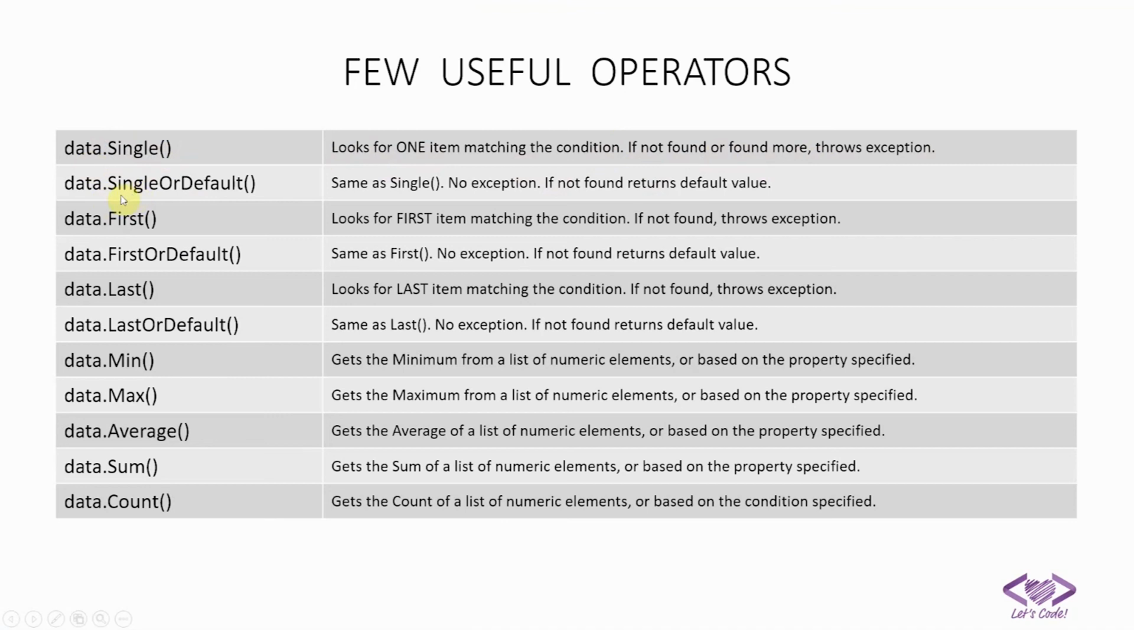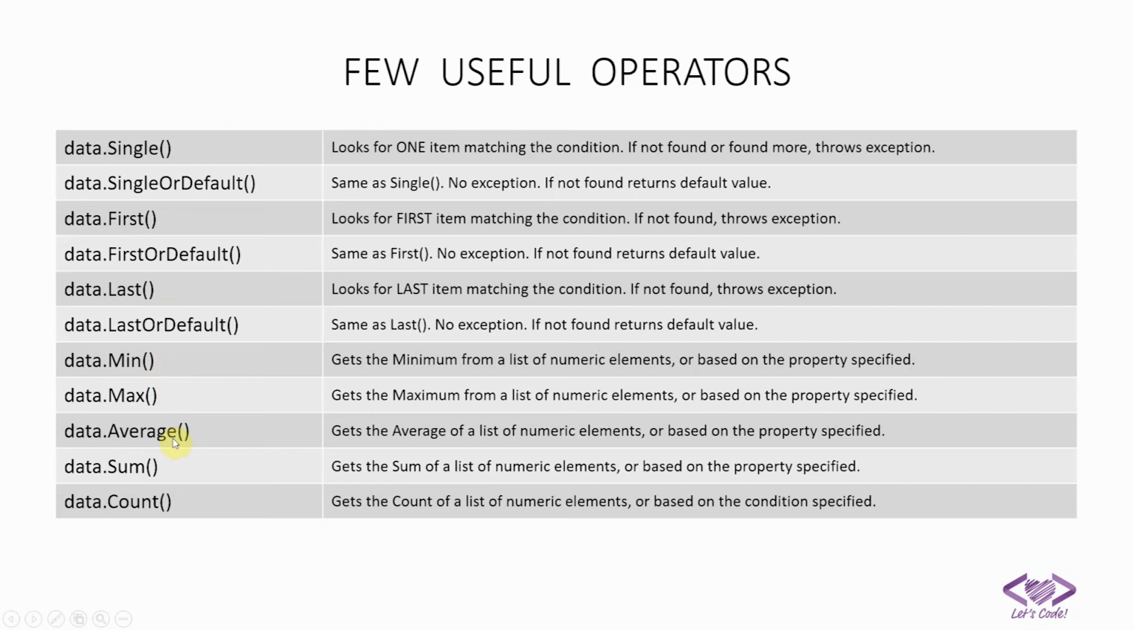And there is another method called single or default. It works the same as single. The only difference is it doesn't throw any exception when it is not found, or it finds more than one, and if at all it has not found, it will just return the default value. Like that we have first or default, which looks for the first item matching the condition, and the same way we have last or default, which looks for the last item matching the same condition.